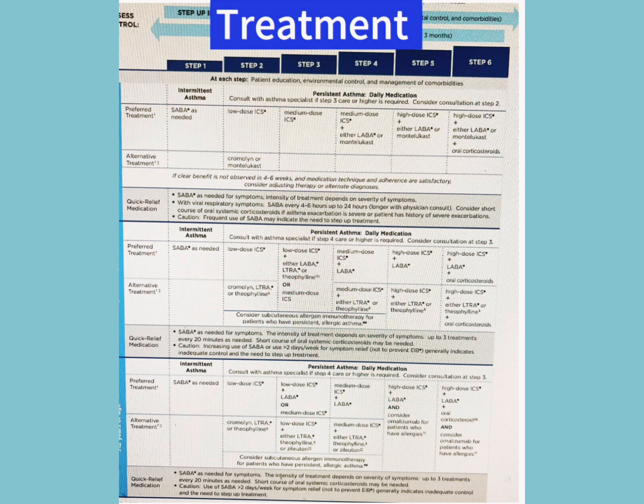And by that time, definitely we need a follow-up with the pulmonologist. And also step 5, high dose ICS plus LABA plus oral corticosteroids. And patients who have allergies, we may have to consider other alternative treatment by the pulmonologist.